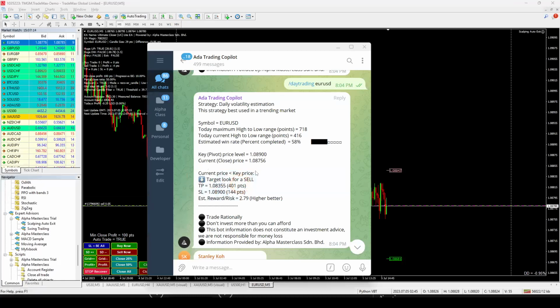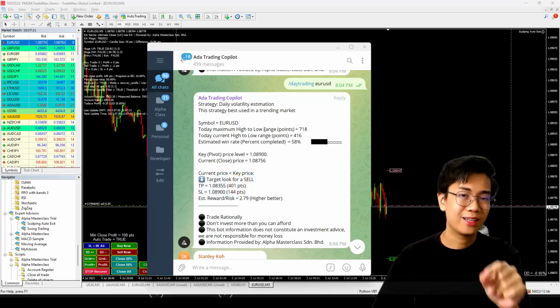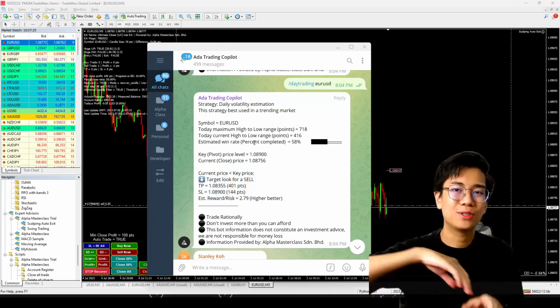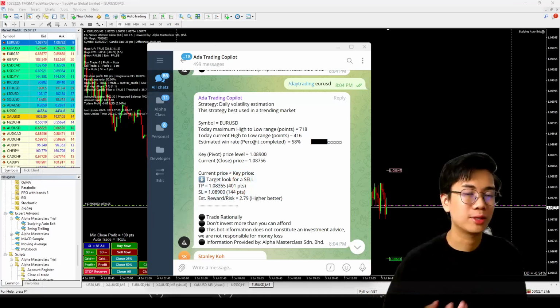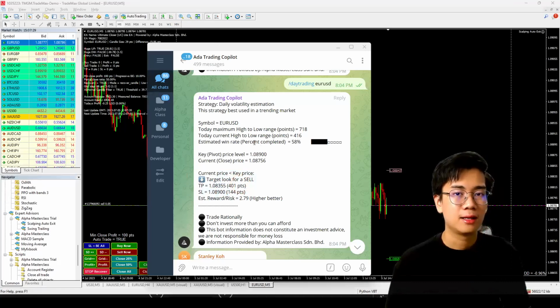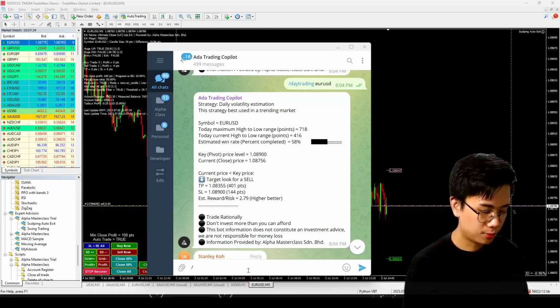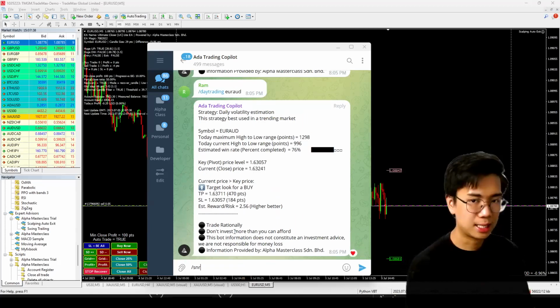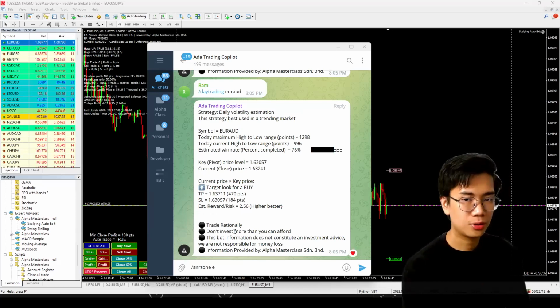Now, in an event whereby you would like to make it even more accurate, you would like to predict the future, see how Euro goes, whether it goes up or it goes down. Now you will need to know about the future movement. So we can type a new keyword here, which we call /SNR zone, EURUSD, and then you type a time frame.